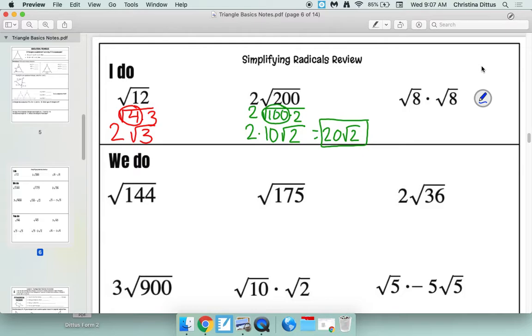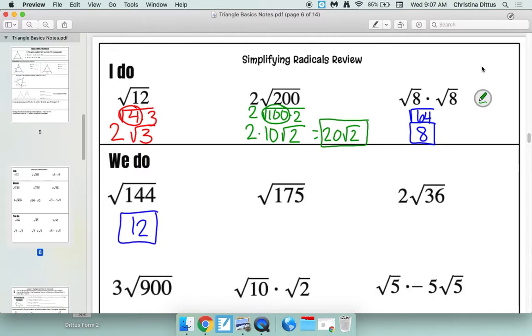If you have multiplied radicals, all you're going to do is take the stuff on the inside. What's 8 times 8? So this is the square root of 64. What is the square root of 64? 8. So this one is a nice, wonderful, perfect number. What's the square root of 144? 12. So this one's just done.